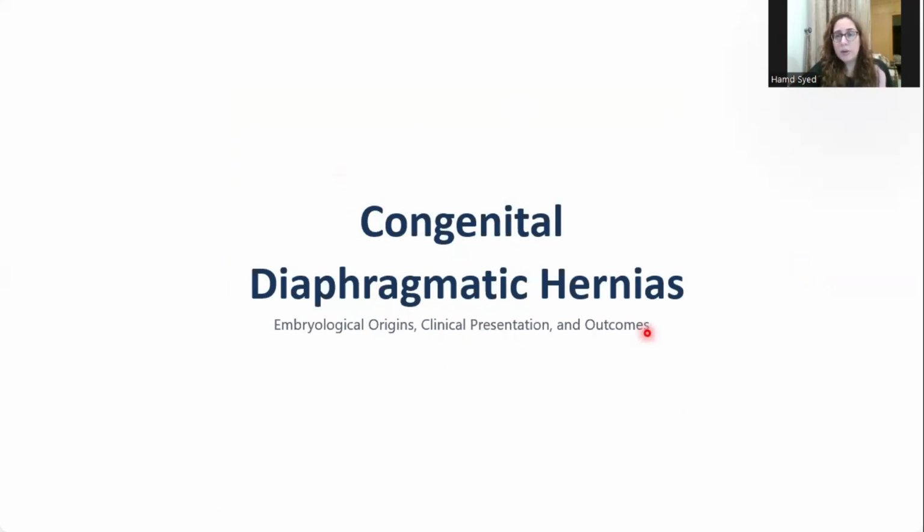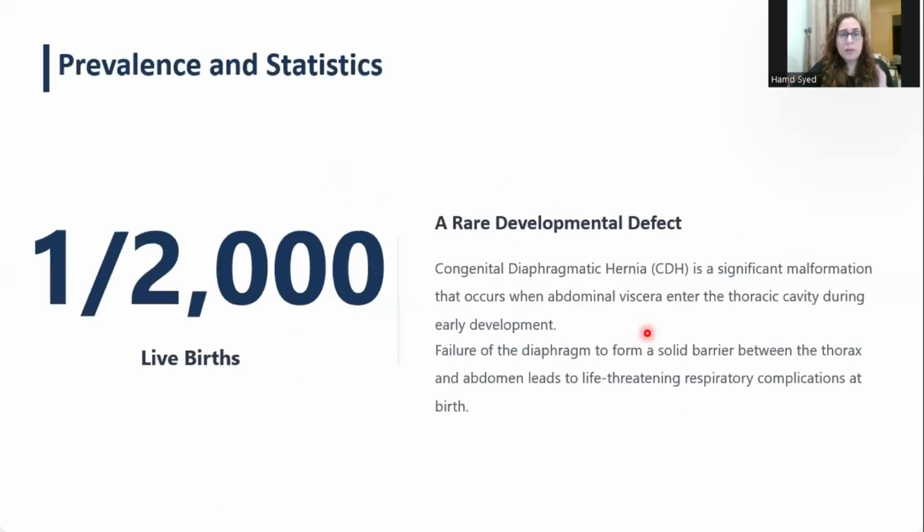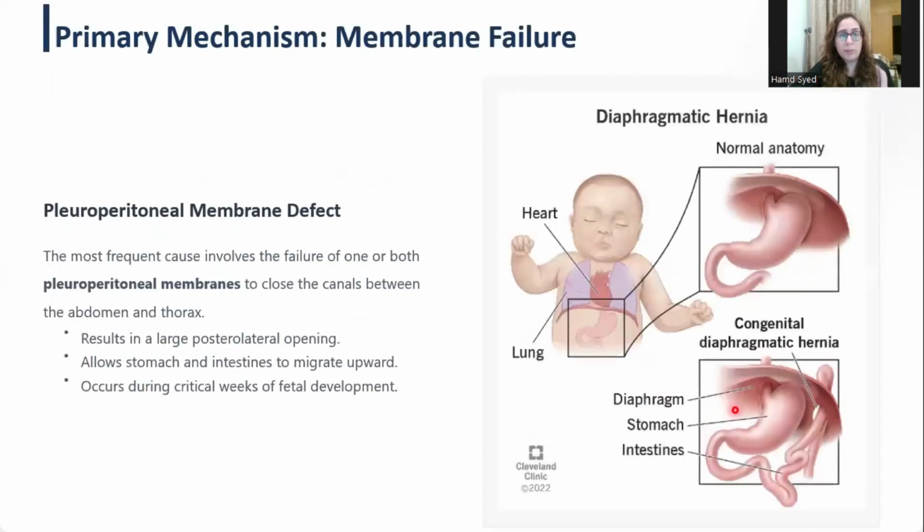congenital diaphragmatic hernias. So in this, first you've got to keep in mind the prevalence. It's a rare defect occurring in 1 in 2,000 live births. And the defect is basically a herniation. So it's a significant malformation that occurs when the abdominal viscera enter the thoracic cavity during early development because of the failure of the diaphragm to form a solid barrier between thorax and abdomen. And this will lead to life-threatening respiratory complications at birth.